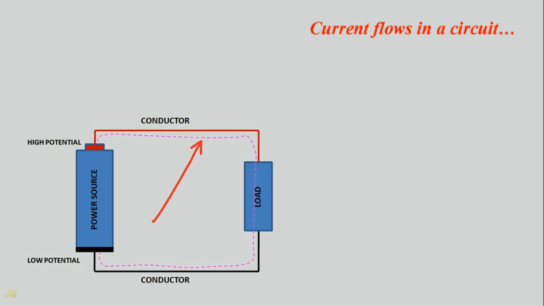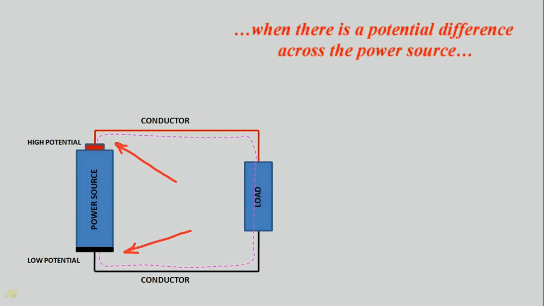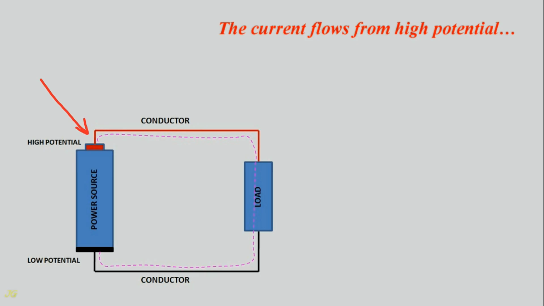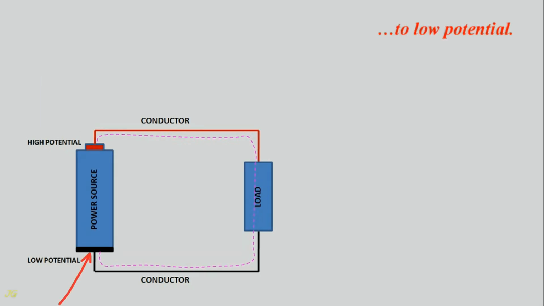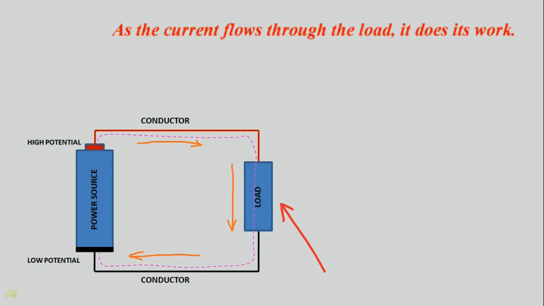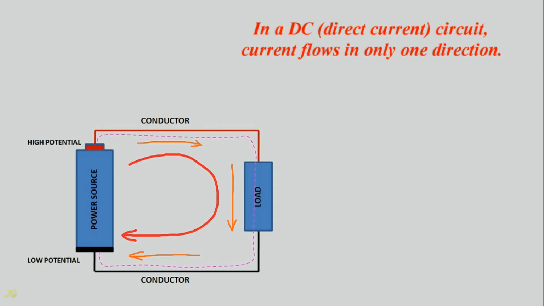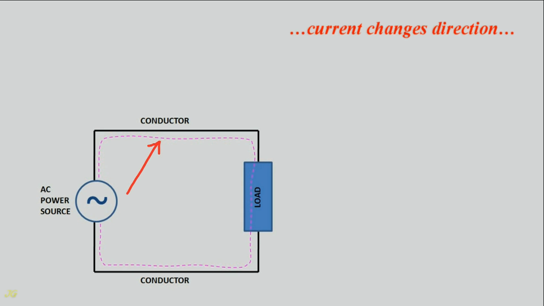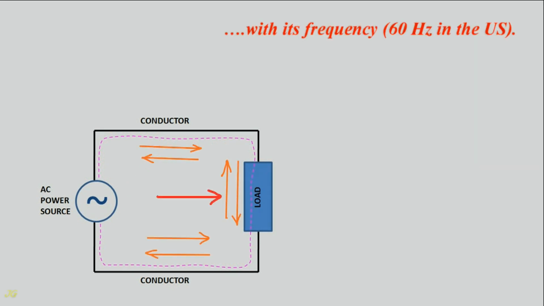Current flows in a circuit when there is a potential difference across the power source and the current loop is closed. The current flows from high potential to low potential. As the current flows through the load, it does its work. In a DC, direct current, circuit, current flows in only one direction. In an AC, alternating current, circuit, current changes direction, with its frequency, 60 Hz in the US.